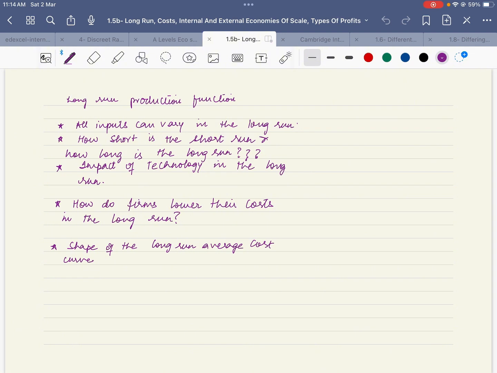But for situations such as a country installing a hydroelectric power station, which may take almost 10 years or a decade to install, this will still be called short run. Why? Because capital is still fixed for the entire period.